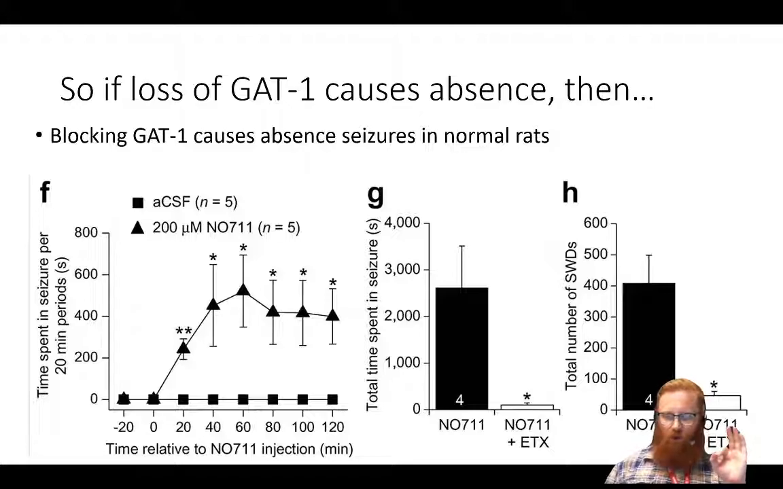What they showed here is that they did this same experiment as we just saw, but now pharmacologically. So they infused NO711 into genetically normal rats, into the thalamus, I should add, and as soon as they did that, the animal started having seizures, and then if they gave the animal ethosuximide, it stopped having seizures. So it really does seem like there is causation here, right? If you get an animal with absence epilepsy, it has no GAT1 transporter and too much tonic current. And if you take a normal animal and block its GAT1, it develops absence epilepsy.